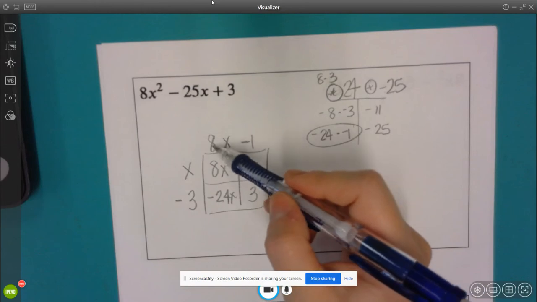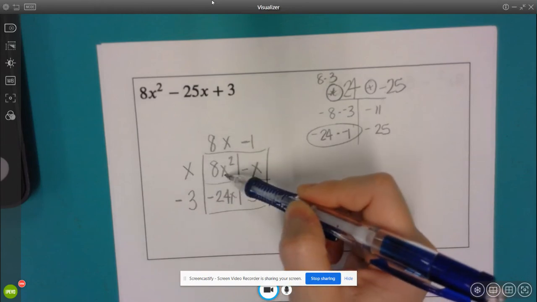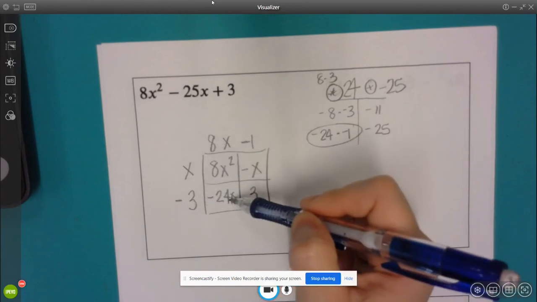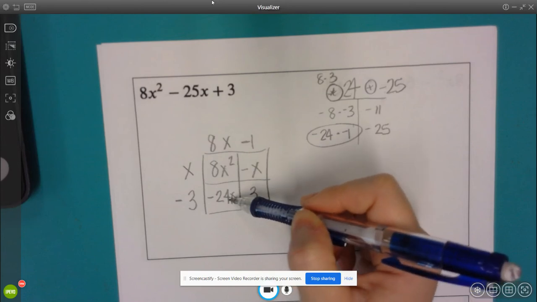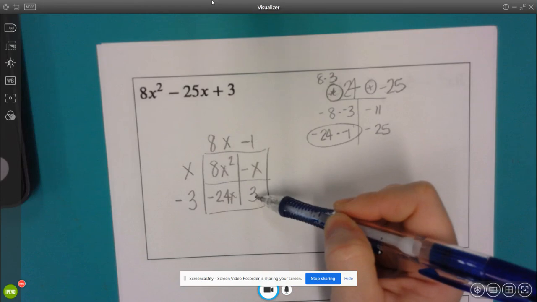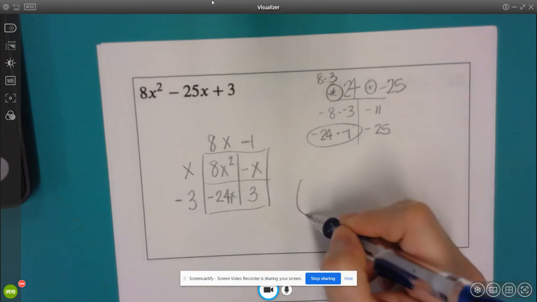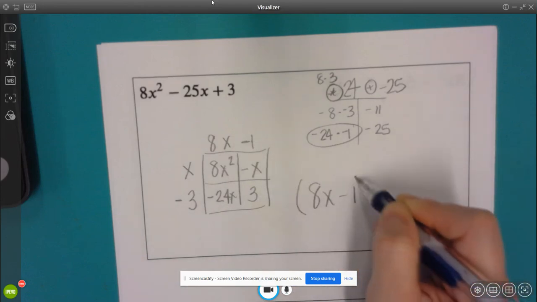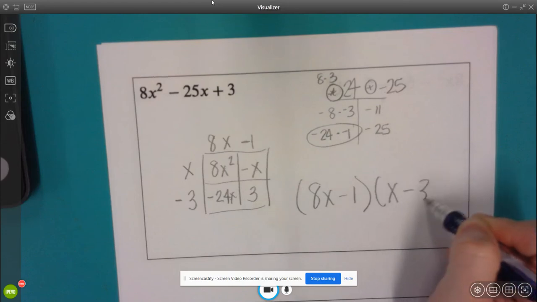So if I double check, 8x times x gives me 8x squared. 8x times negative 3 gives us negative 24x. x times negative 1 gives us negative x, and negative 3 times negative 1 gives us positive 3. So I'll have 8x minus 1 times x minus 3.